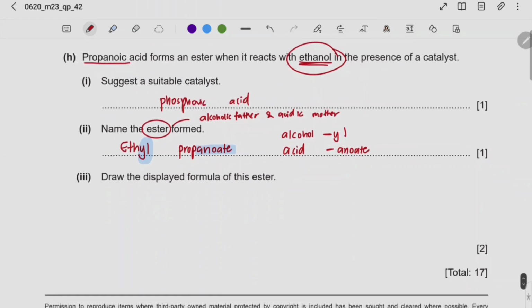Very simple. So you have to draw. The acid is the one always with the double bond. So E1, 2 only, and then another O here, another C here, 1, 2, 3, because propan is 3. So your double bond is always with the acid. Then you are done. So far this paper, I think, is quite easy.